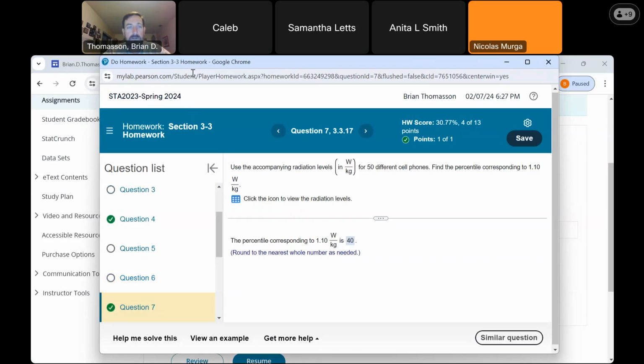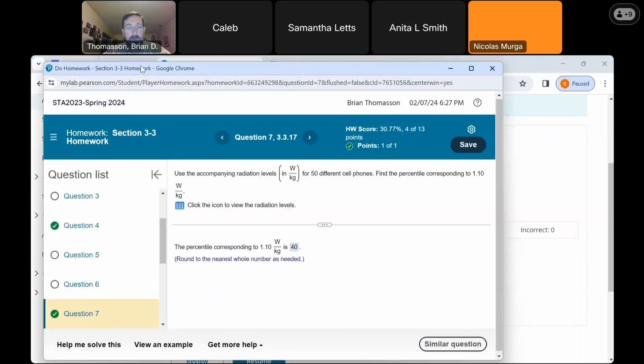I wanted to show you both of these so that you don't get frustrated when you start doing these, because they're going to sound very similar, but you've got to do them different ways. Here we use the accompanying radiation levels for 50 different cell phones and find the percentile corresponding to 1.10.